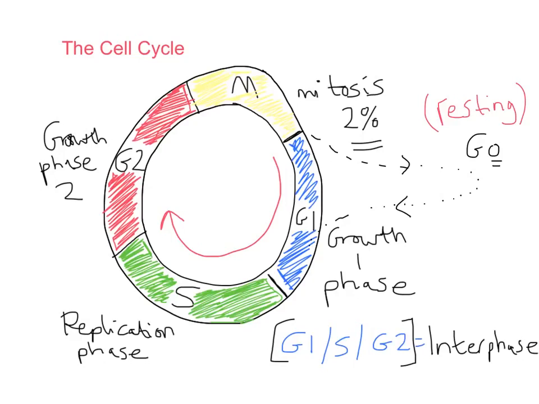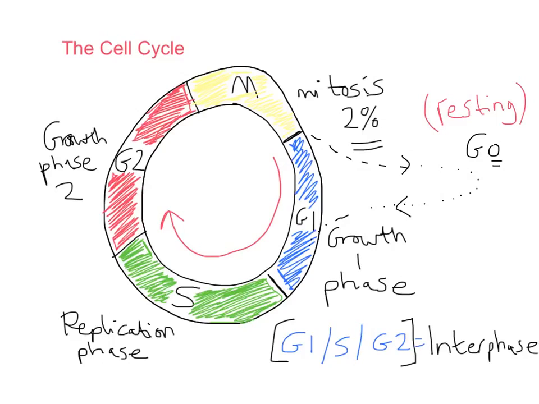Now, if cells were to enter that G0 or resting or quiescent phase, then essentially they lie dormant. So then they're not actively dividing and not actively growing. Now, interestingly, they do still continue to carry out their function, but they're not actively growing or dividing. They are, as the name says, just resting or lying dormant.